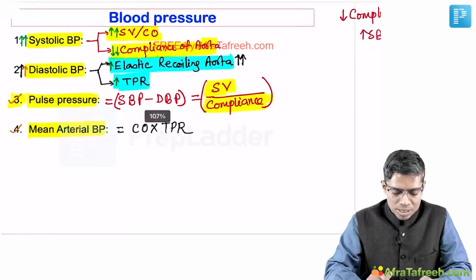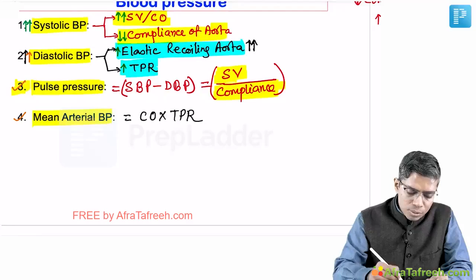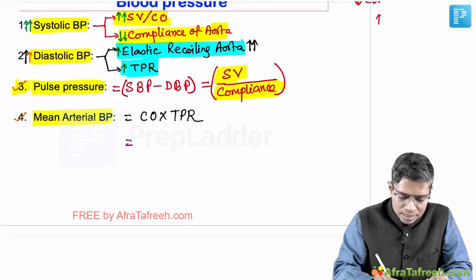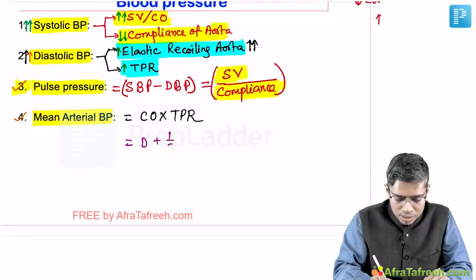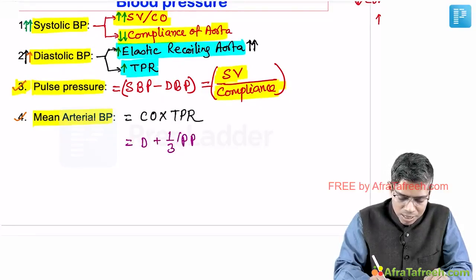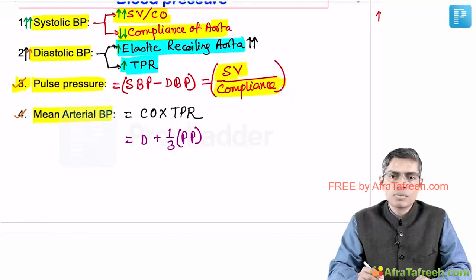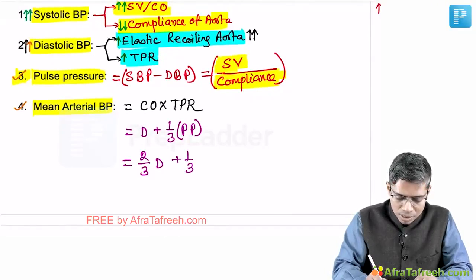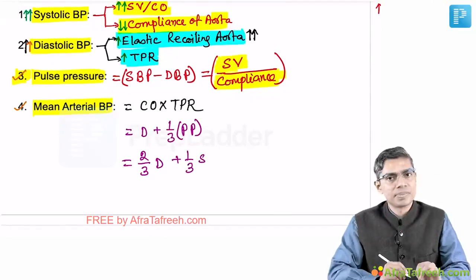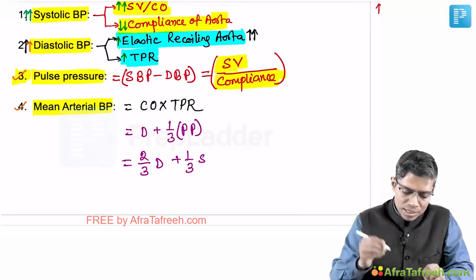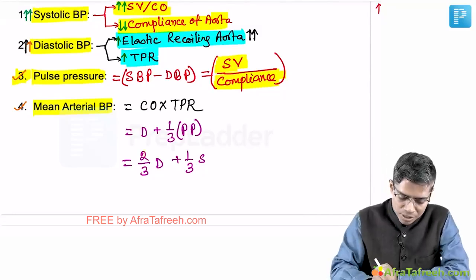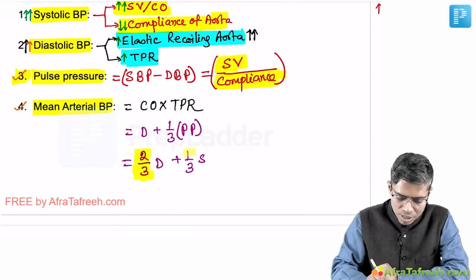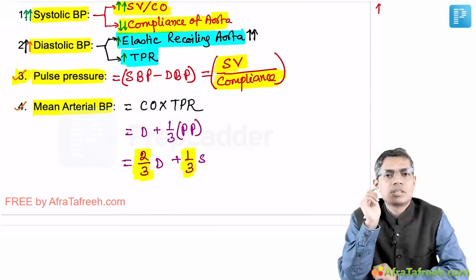But both of these measurements are difficult. So that's why we use a simplified formula, and that simplified formula is diastolic blood pressure plus 1/3 of pulse pressure, and that will be equal to 2/3 of diastolic blood pressure plus 1/3 of systolic blood pressure. Getting my point? So if you look at the equation, the mean arterial pressure is equal to 2/3 of the diastolic blood pressure and 1/3 of the systolic blood pressure.